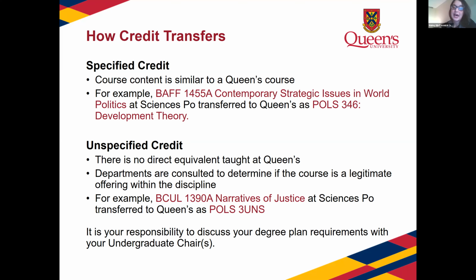And what we did is we had the student talk to their undergraduate chair. So the undergraduate chair is the head professor in the Department of Political Studies. And that head professor works with undergraduate students. And they took a look at the course syllabus. They assessed it for level, they assessed it for content. So they looked at the reading list, the ways in which students were assessed, the weighting of different assignments, those types of things. And they determined that the content of this course was quite similar to one that was offered at Queen's, and that was Paul's 346 development theory. So that's an example of a specified credit, and that happens fairly often.